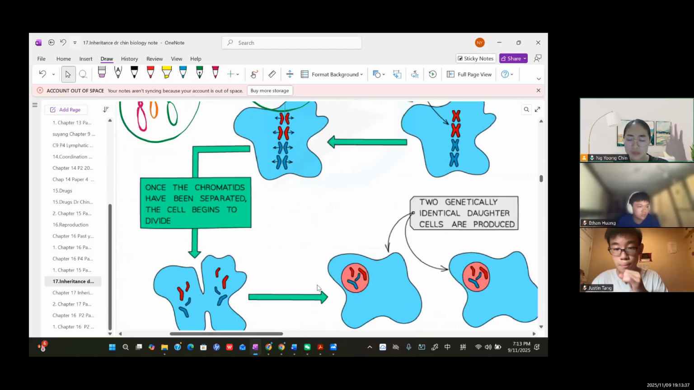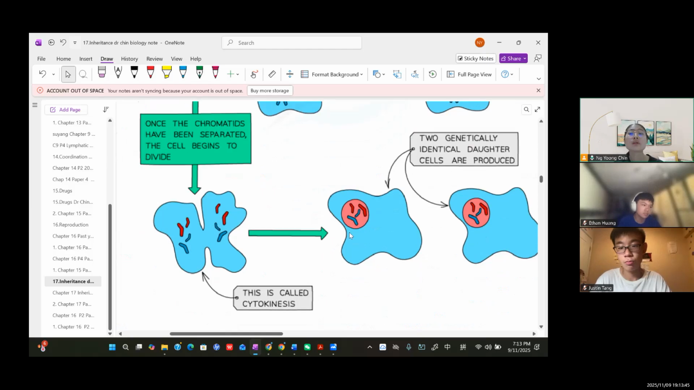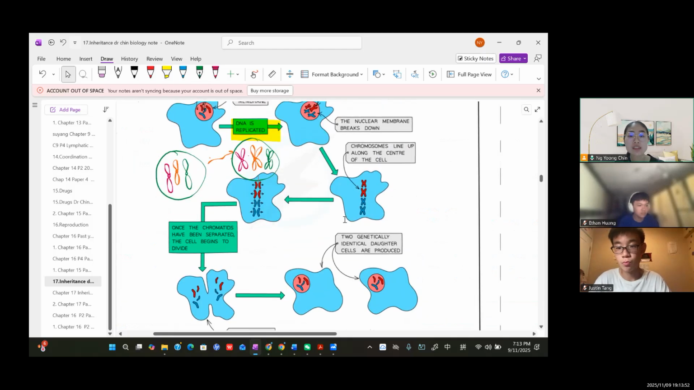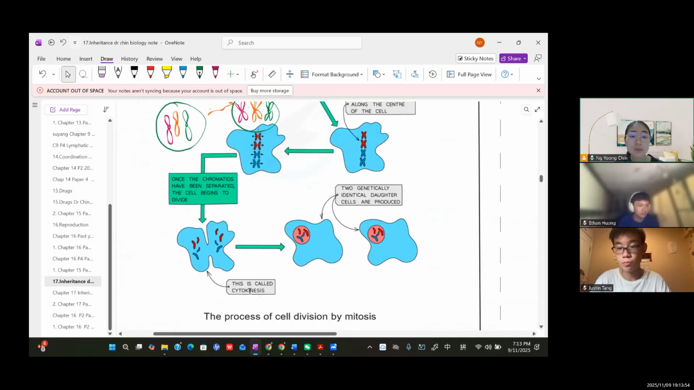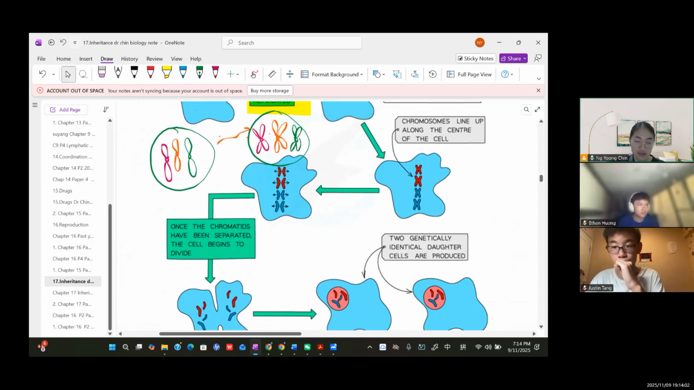Okay, actually you don't need to know the phases, which are prophase, metaphase, anaphase. You are not required to know them for the IGCSE syllabus, but you need to know the three steps: DNA replication, nuclear division, then followed by what? Cytoplasmic division, which is the term known as cytokinesis. Cytokinesis. This does not really come out in the exam, but it is very important for you to know. But maybe it will come out in the exam, I'm not sure.